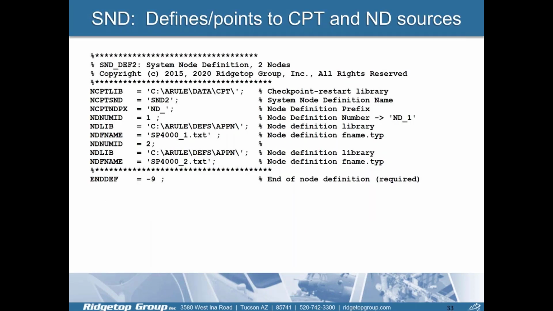This is an example of a system node definition. It defines and points to the CPT library and the node definition, the sources of them. And you can see it's very general in form. We have presented this so that it can be easily processed using a very simple BNF, Backus normal form. Right there at the very first 3 lines, you'll see the definition or setup for a checkpoint restart library. Then it defines 2 nodes. The first node, the definition of the node itself, is that directory with that data set. Node number 2 uses, in this example, the same library, but a different source data set.